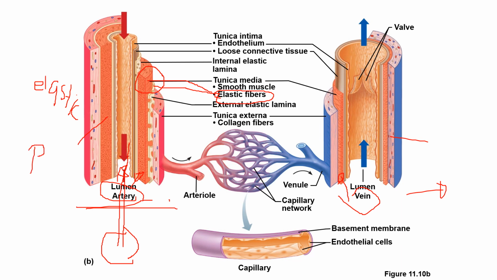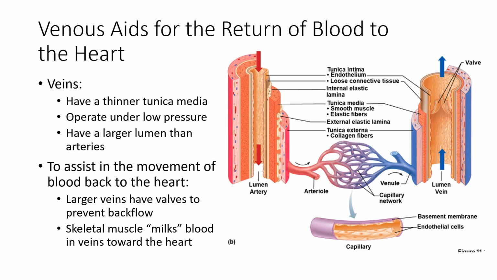That's why they work in high pressure. They resist. That's why they are called resistant vessels. That's why the left side of the heart works more than the right side of the heart, because they work on the resistant vessel, which has a thicker tunica media and contains more elastic fiber than the vein. And the vein is called the capacitant vessel.